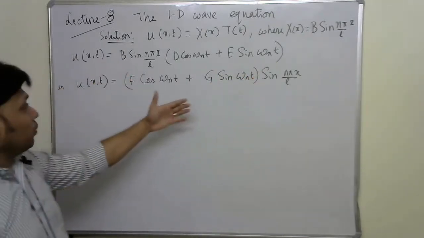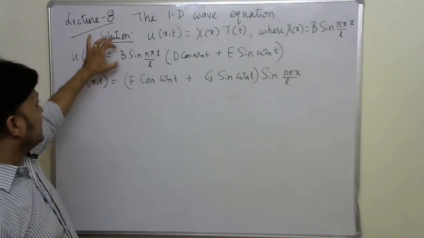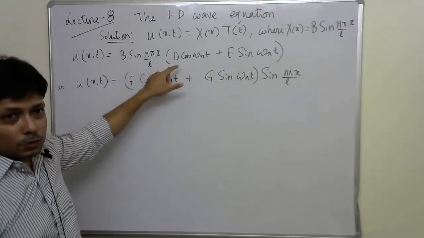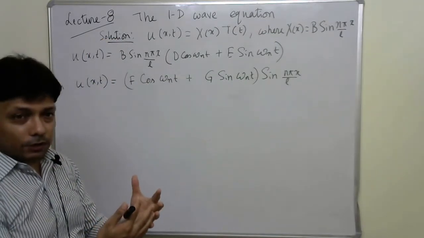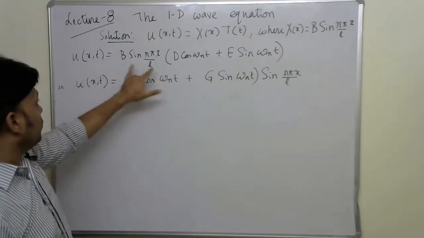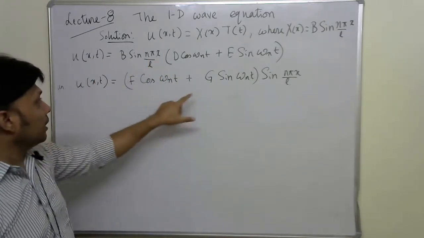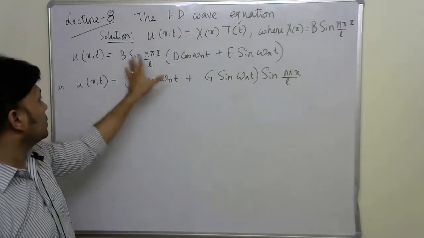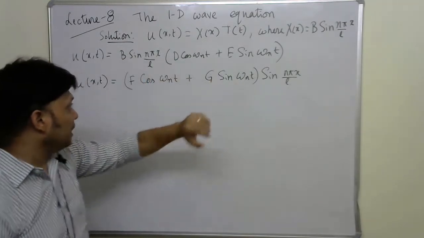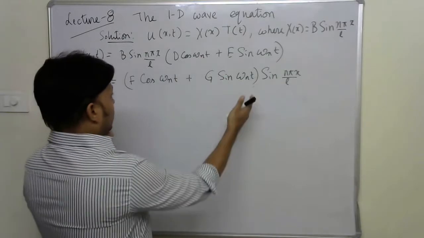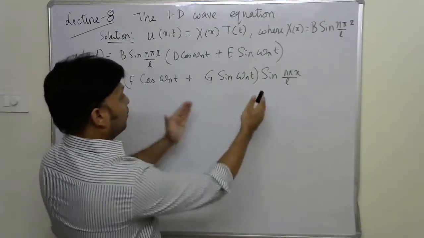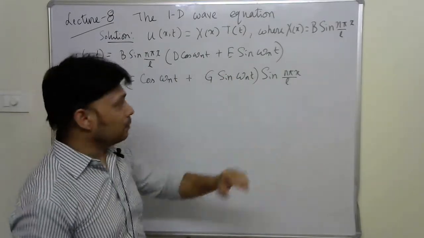So overall what we can do further is take the B and multiply with D to simplify the constants of integration. So if we multiply that, then let's introduce a new constant F over here and G over here. So G means multiplication of B times E. And then everything all together multiplied by sine n pi x by L.